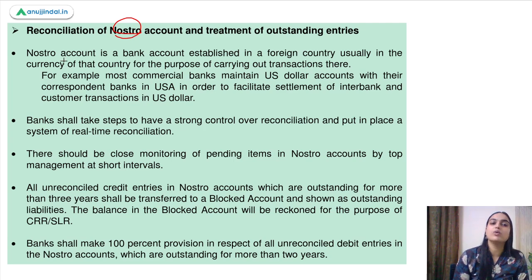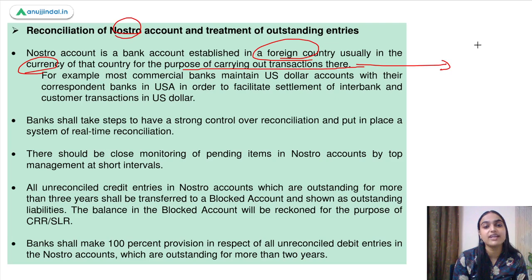So nostro account is a bank account which is established in a foreign country. So where it is established? In a foreign country, in a foreign bank, in the currency of that country. And why it is created? For the purpose of carrying out the transactions there in their currency.